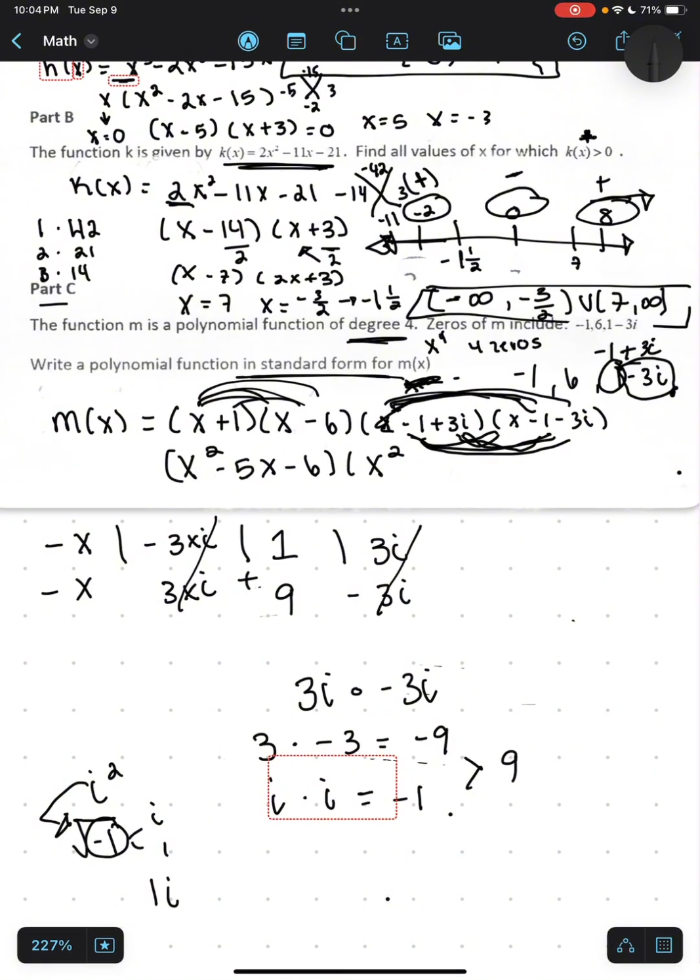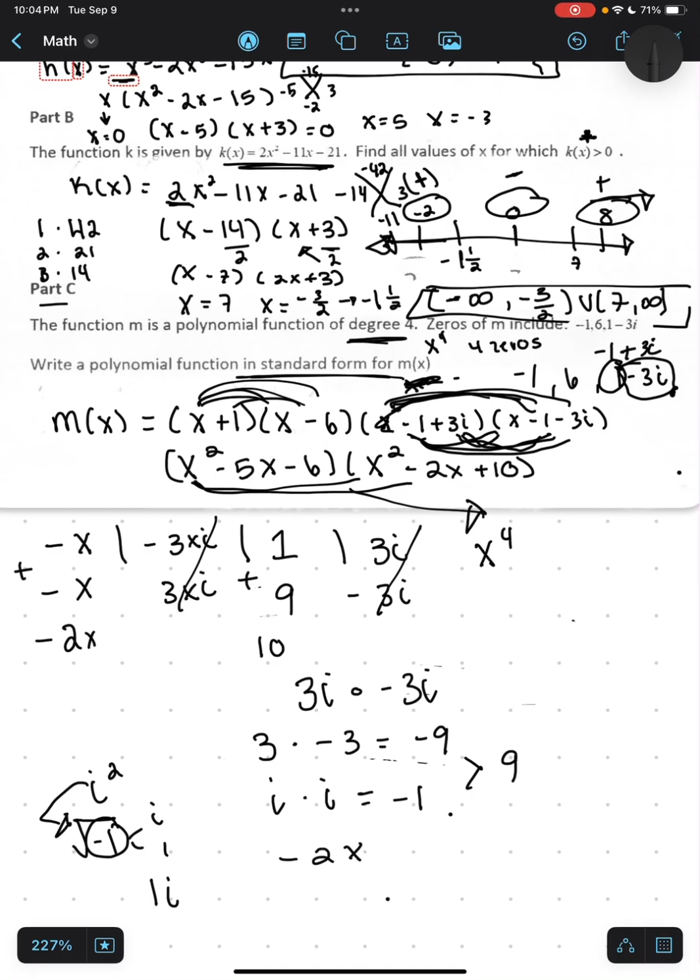So now we have to add these two. This is negative 2x and 10. So then negative 2x plus 10. And now we keep going. So now I'm going to do this right down here. So this is x to the 4th, negative 2x to the 3rd, and then we have positive 10x to the 2nd power. And then we have negative 5x to the 3rd.